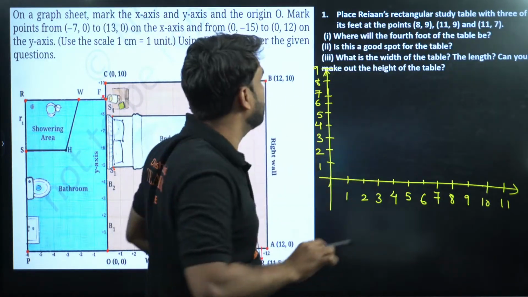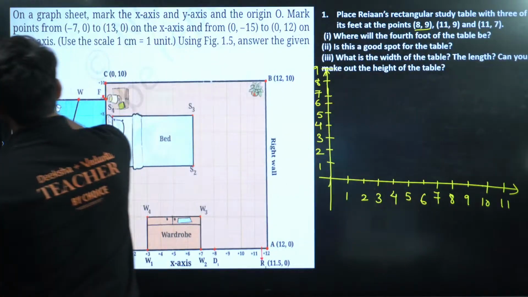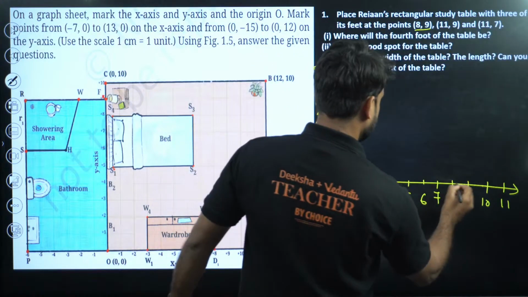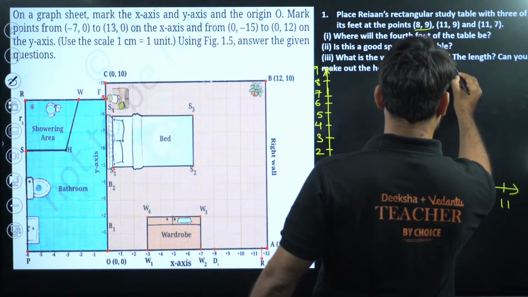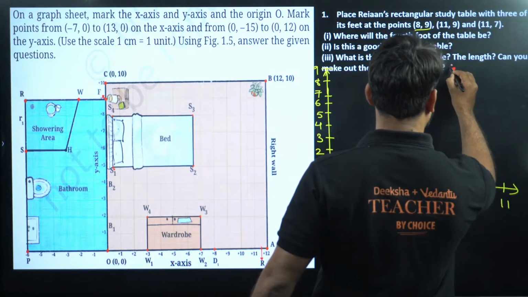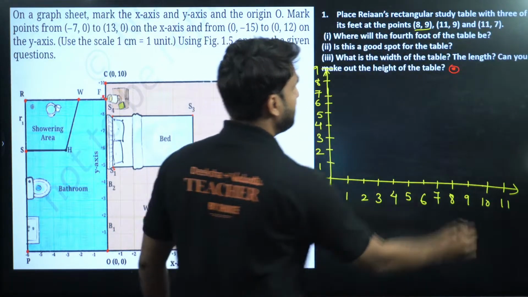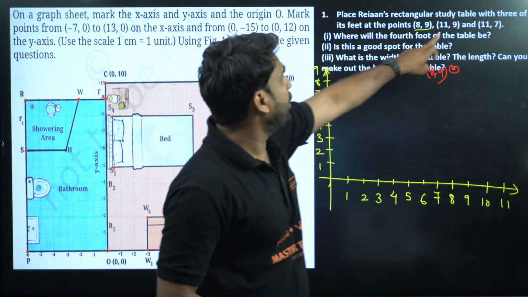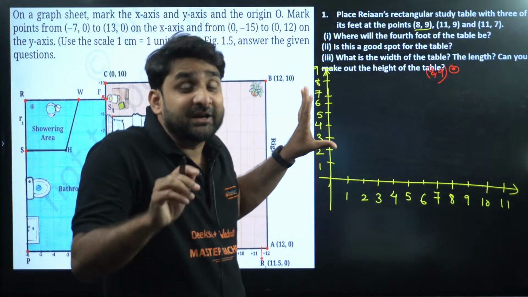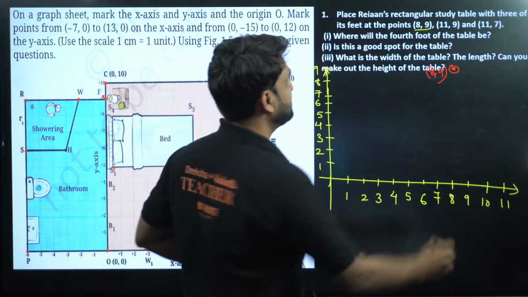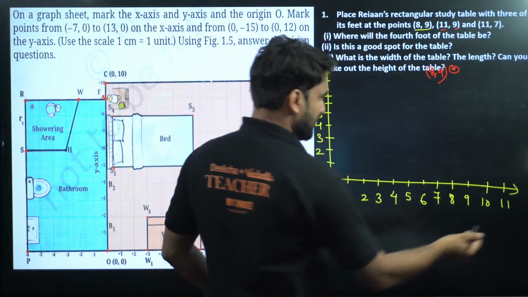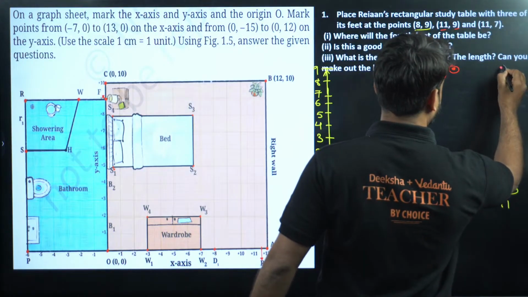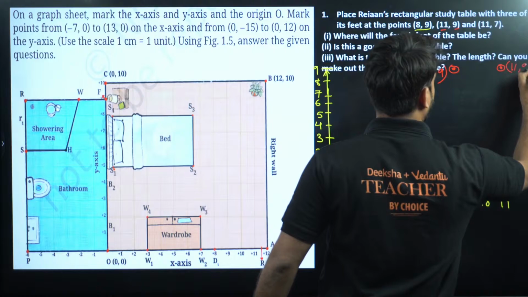Now the first foot of the rectangular table is at 8, 9. So let me use a red color. 8 on the x-axis and 9 on the y-axis. Somewhere, yeah, this will be the point here. This is 8, 9. Now the second coordinate, the second foot of the table, is 11, 9. X coordinate is 11 and y coordinate is 9. So this point will be here. This will be 11, 9.